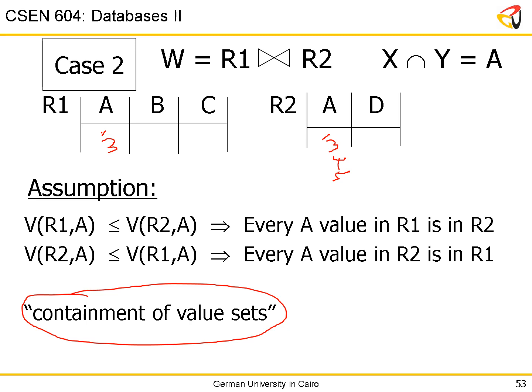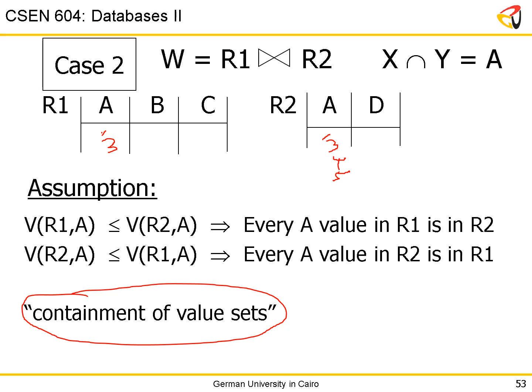Here, we have to go back to database 1 and remember this concept that's called containment of value sets. What is this statement saying? If the number of unique values in column A in R1 is less than or equal to the number of unique values in column A in table R2, then every value in R1 is in R2. Do you agree on this?